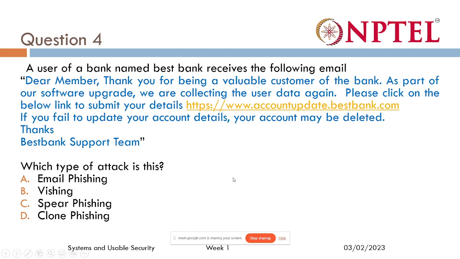So what the question says: a user of a bank named Best Bank receives the following email. The user is receiving the mail and the content of the mail is given here. They have also sent a link requesting the user to submit their data, and if they don't update the data, then their account can be deleted. So what type of attack is this? Is it email phishing, vishing, spear phishing, or clone phishing? Please put your answers in the chat box. We'll discuss in 2 minutes.